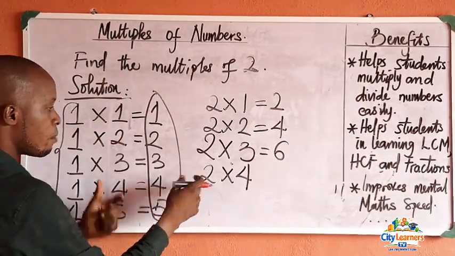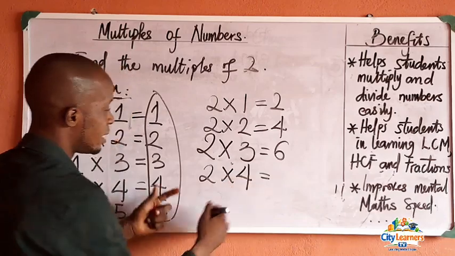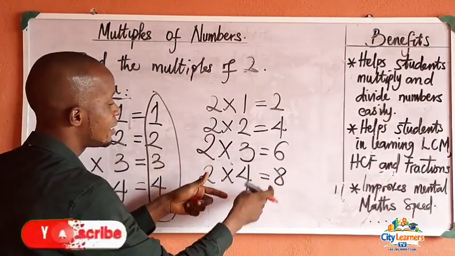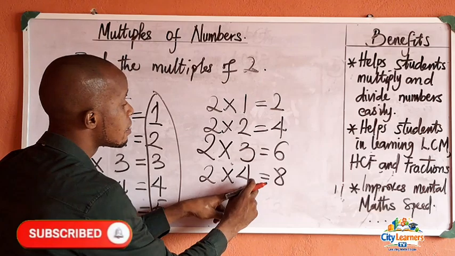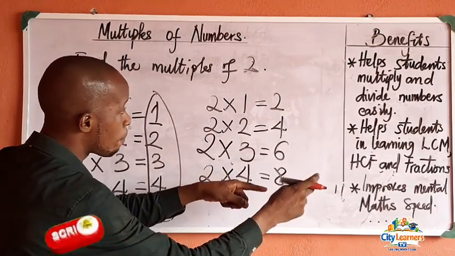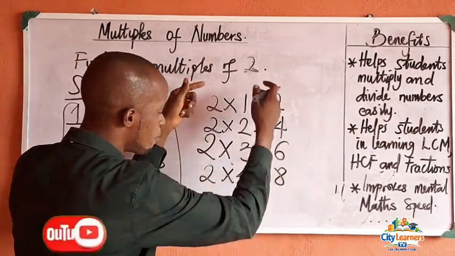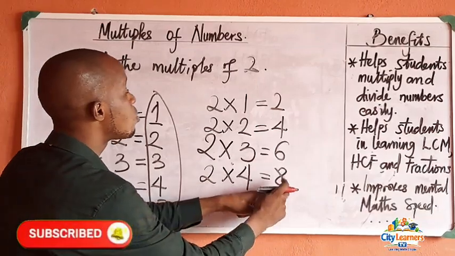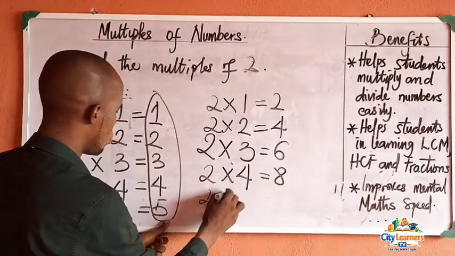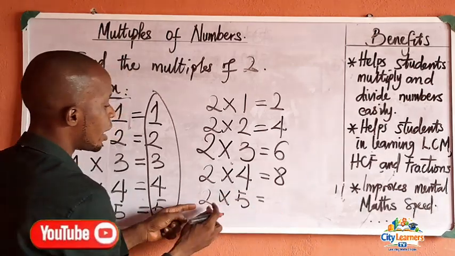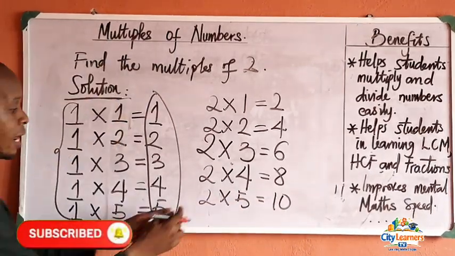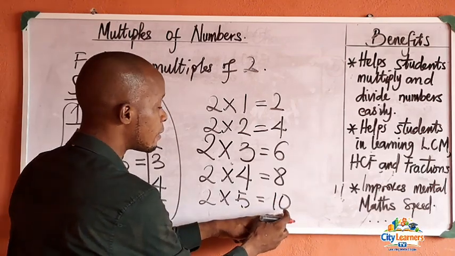2, the given number, multiplied by the next whole number gives us 8. What does that mean? 2 added in 4 places. I've explained that from the previous explanation. So if you add 2 in 4 places, you get 8. Then 2 multiplied by 5. If you add 2 in 5 places, you get 10.